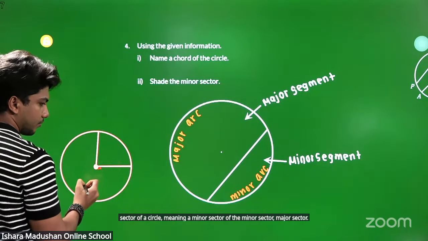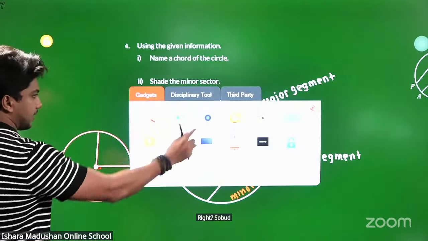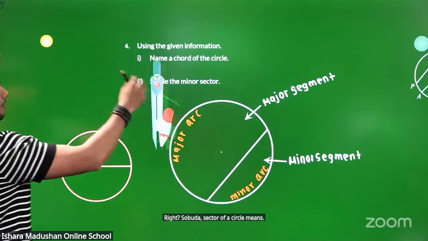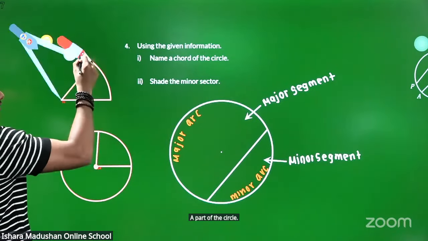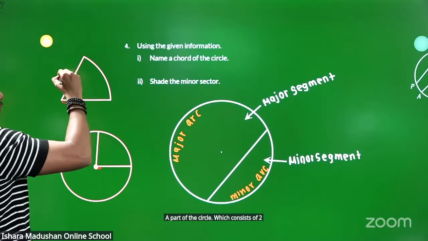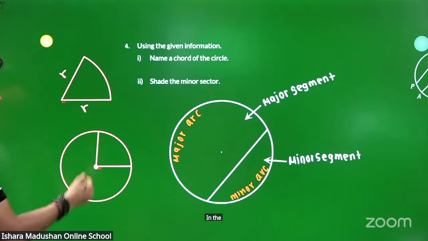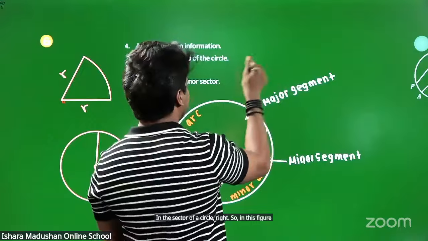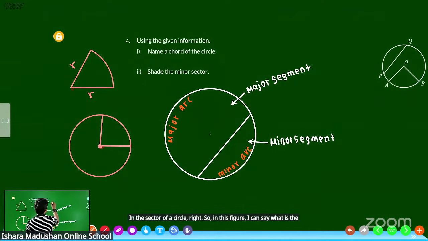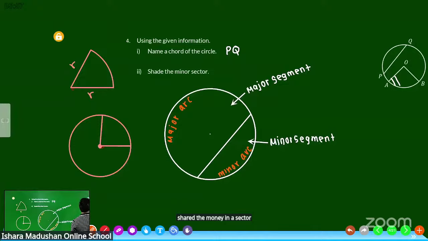Right? So, Putha, sector of a circle means a part of the circle which consists of two radii and one arc length. Mean the sector of a circle. Right. So in this figure, I can say what is the name of the chord of the circle. So PQ is a chord, line joining two points on the circle. Shade the minor sector. This is the minor sector here.